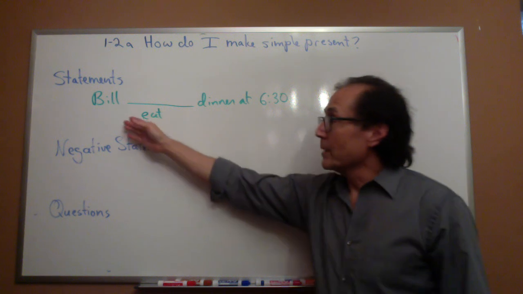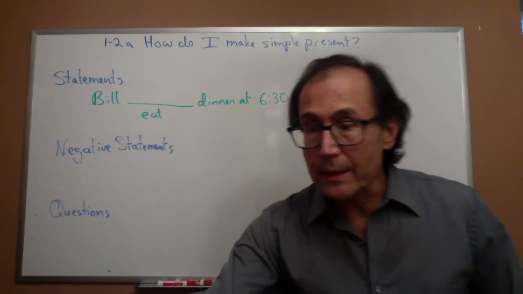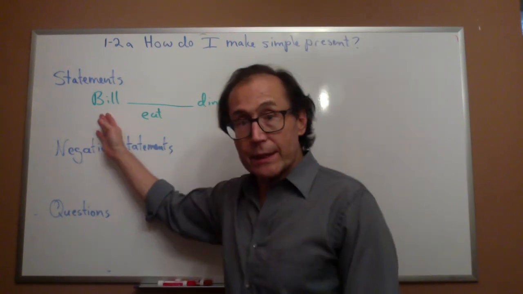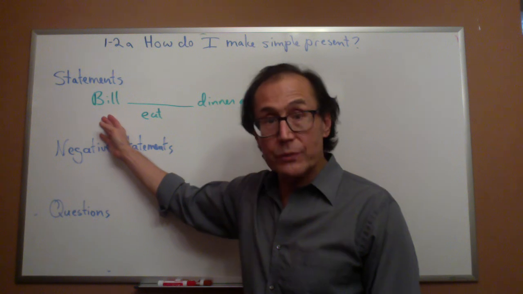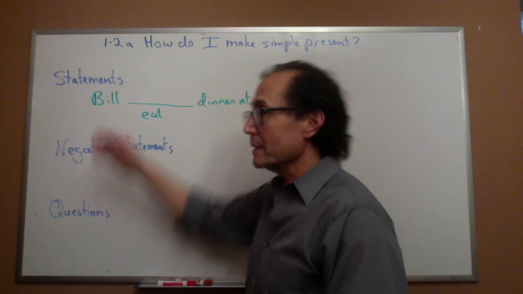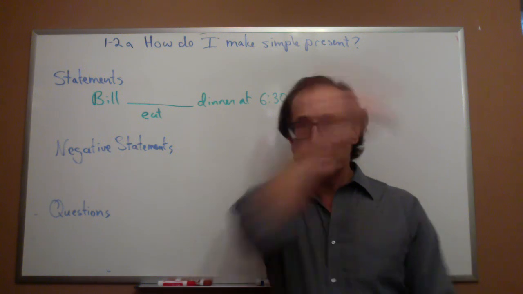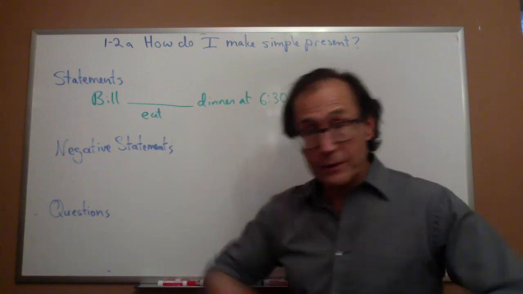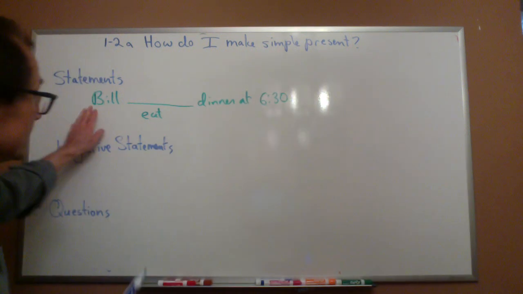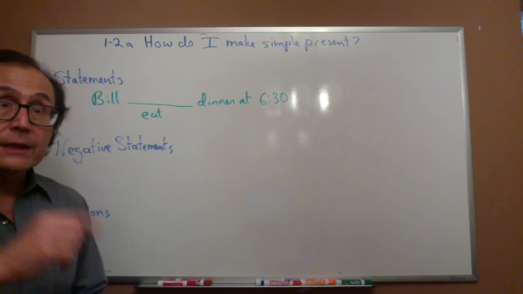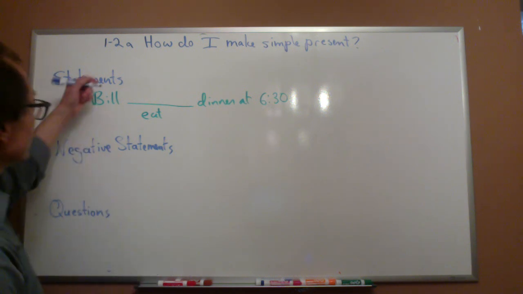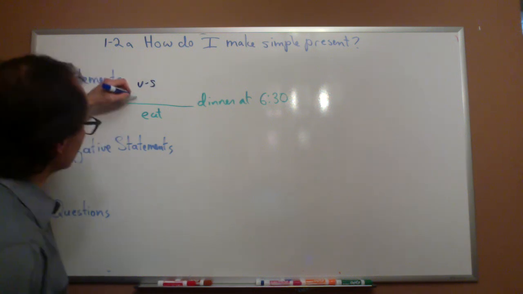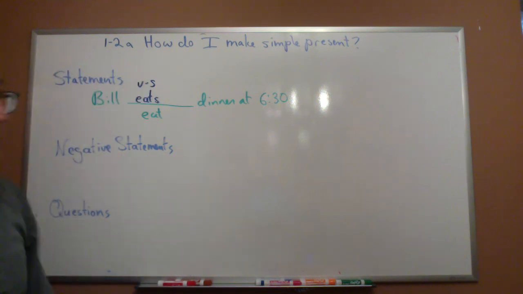So when I make simple present, if it's a statement, then what I want to think about is, okay, what is the subject? What is the person or thing that is doing this action? Here it's Bill. Bill is a he. And you remember from the last video, if the person or thing who does this action is a he, a she, or an it, then I'm going to use a verb with an S. So I would say, Bill eats dinner at 6:30.